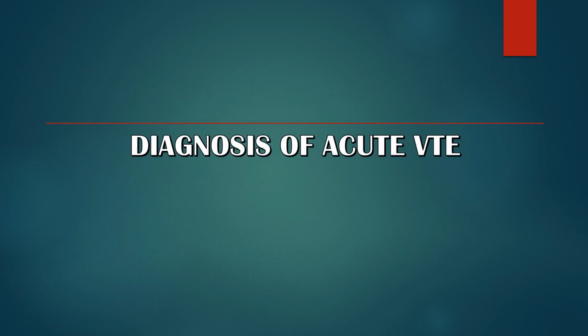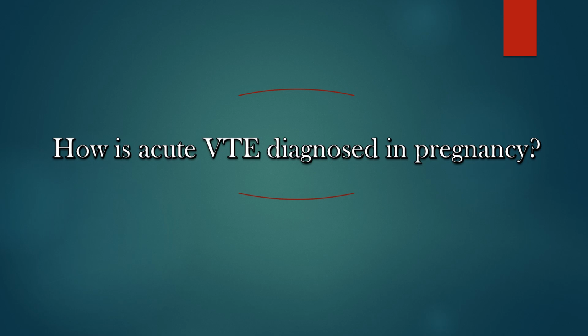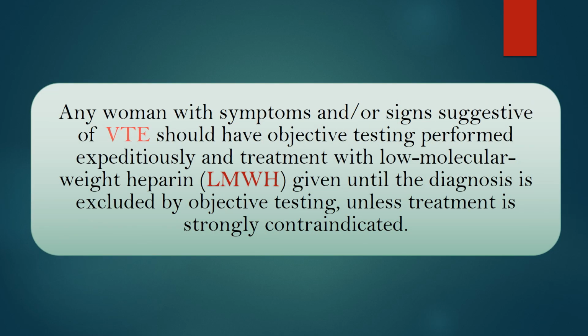Diagnosis of acute venous thromboembolism. How is acute VTE diagnosed in pregnancy? Any woman with symptoms and/or signs suggestive of VTE should have objective testing performed expeditiously, and treatment with low molecular weight heparin or LMWH given until the diagnosis is excluded by objective testing, unless treatment is strongly contraindicated.